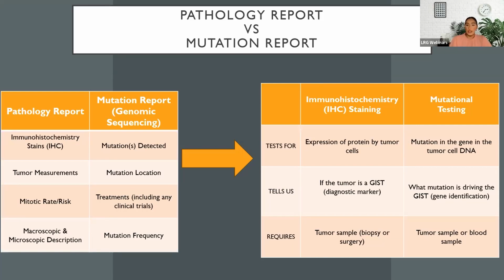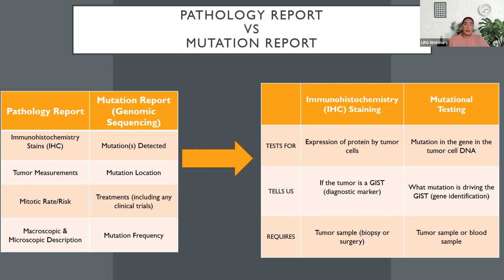IHC tests for expression of protein by tumor cells. It tells us if the tumor is a GIST and it requires a tumor sample from either a biopsy or a surgery, whereas a mutational testing tests for mutations in the gene, and it tells us what mutation is driving the GIST, and it requires a tumor sample or a blood sample through ctDNA, which is circulating tumor DNA.